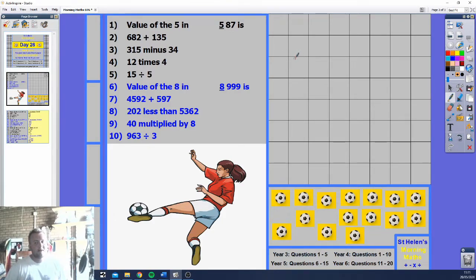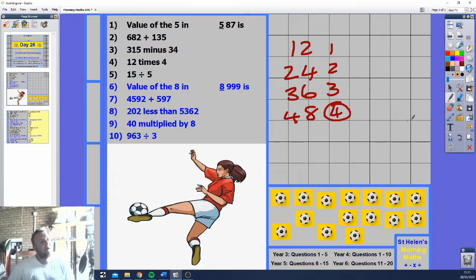Or you could write down all of the times tables. So we're going to start with 12. I'm going to write all the 12s down. 12, 24, 36, 48. So there you go. That's the 4th one, isn't it? If I count down here, 1, 2, 3, that's the 4th multiple. It'll be 48.